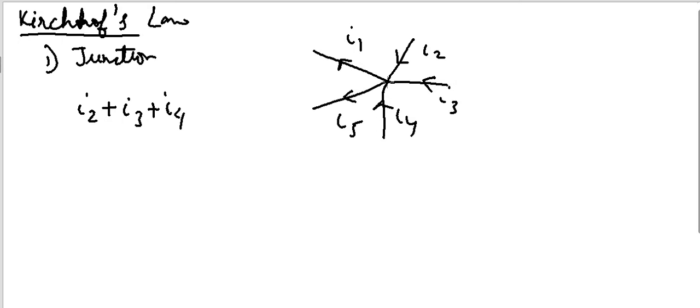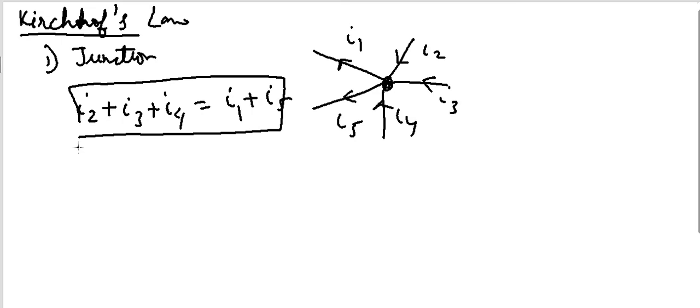Because there is no net charge accumulated in this junction, the sum of currents going in must be equal to the total current going out. So here the current which is going out is I1 plus I5. So this is Kirchhoff's first law, which is the junction law, and Kirchhoff's second law is the loop law.